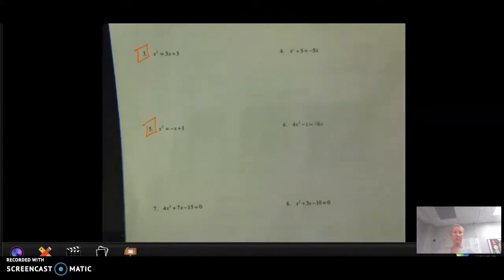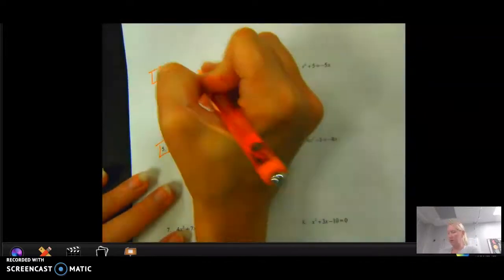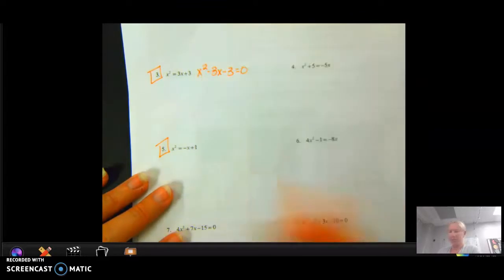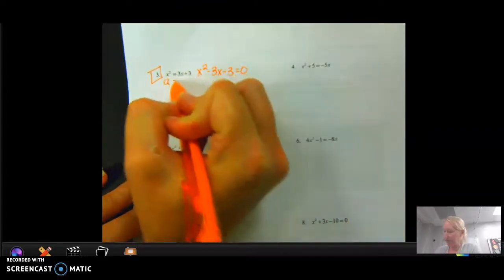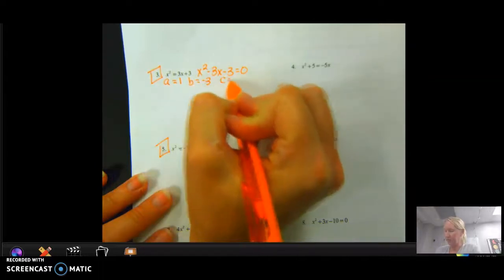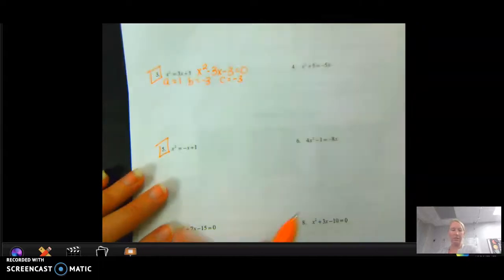So this first one, I'm needing to get everything to the left-hand side, and it's set equal to 0, so I'm going to subtract 3x, and I'm going to subtract 3 and set it equal to 0. That means that A is equal to 1, B is equal to -3, and C is also equal to -3. Let me focus this for you guys.